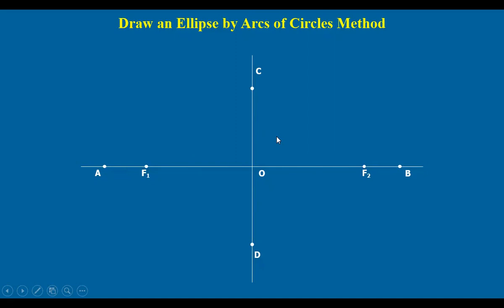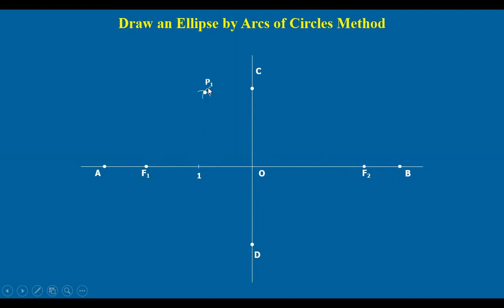Now we have to draw the complete ellipse curve. How? Let's take one point between F1 and O, say I call it 1. Now I take A1 as radius and F1 as center and draw an arc. And now 1B as radius and F2 as center, I draw an arc, getting one intersection point.